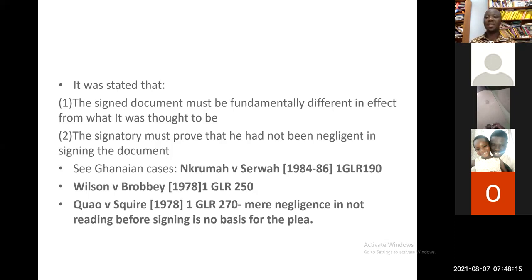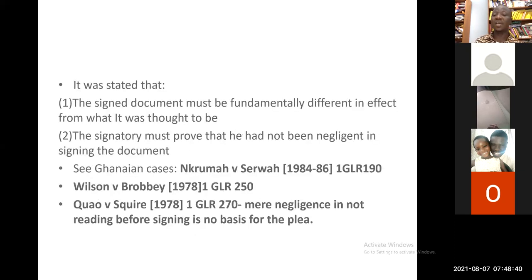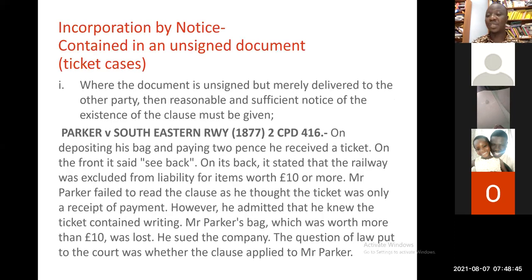But again, where you are negligent, you know you need spectacles to read, you don't have the spectacles, and you just go ahead and sign without knowing exactly what you are signing, you will not be allowed to plead non est factum. As we know, like in cases such as Saunders against Anglia Building Society, Nkrumah and Sewa and all that, let's keep all those things in mind. As I told you, you're supposed to know them. That's why I'm just rushing through them.